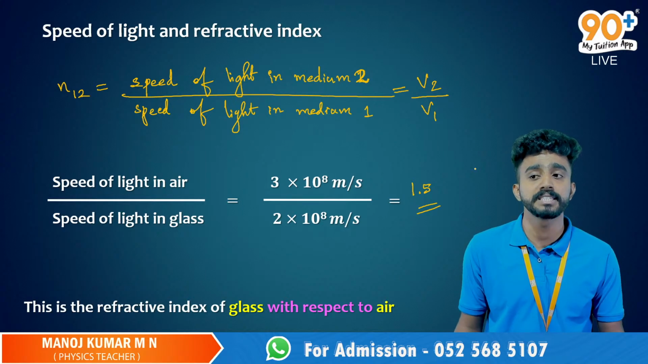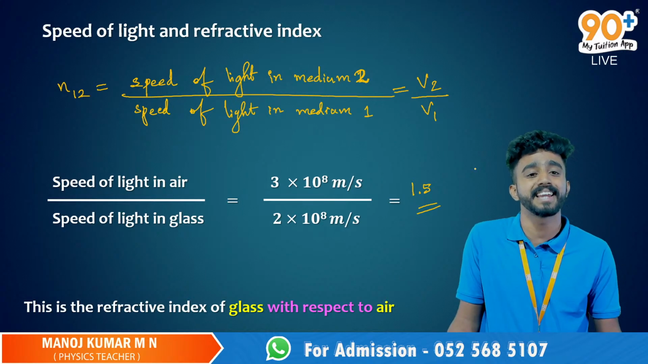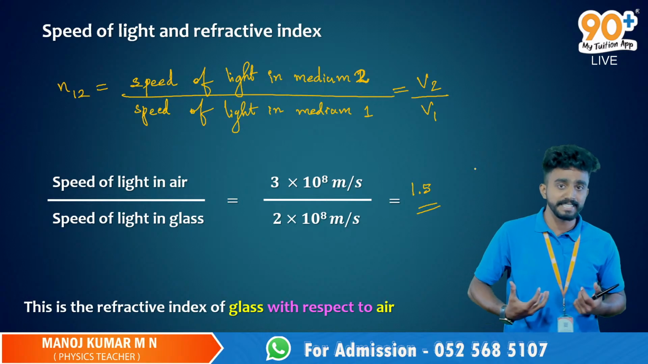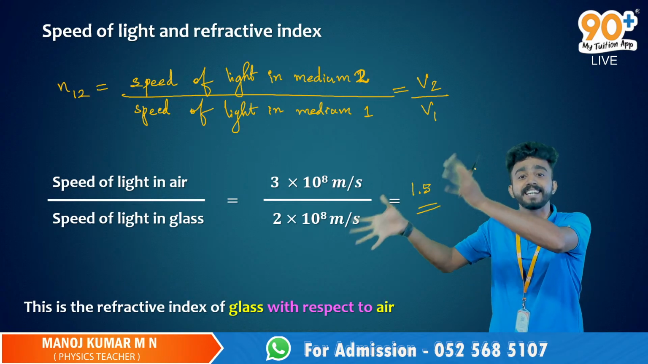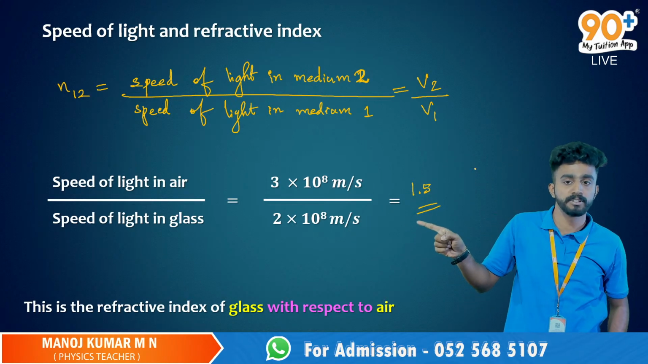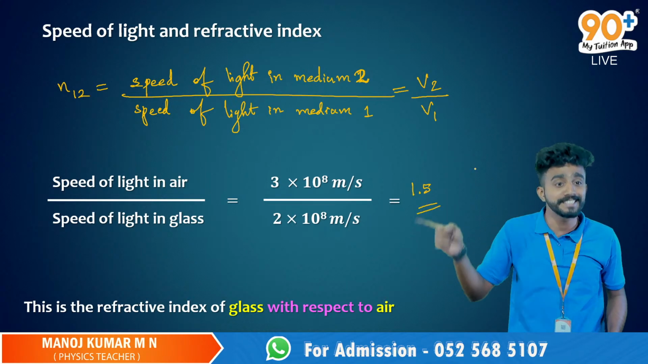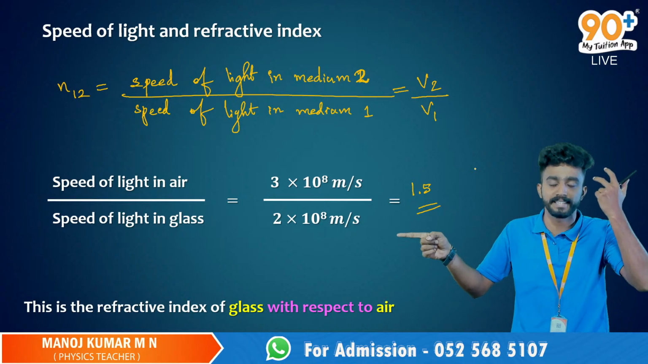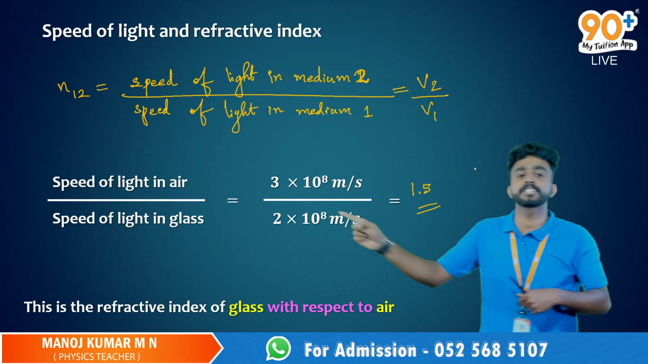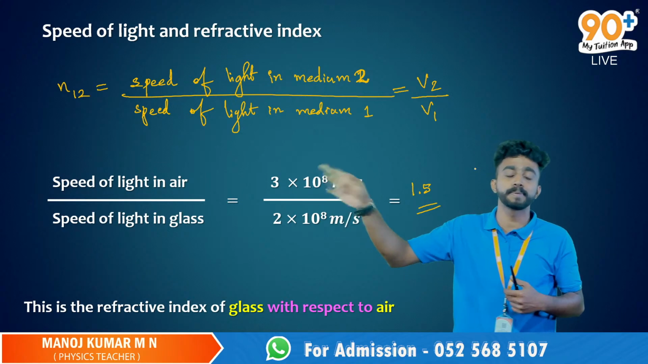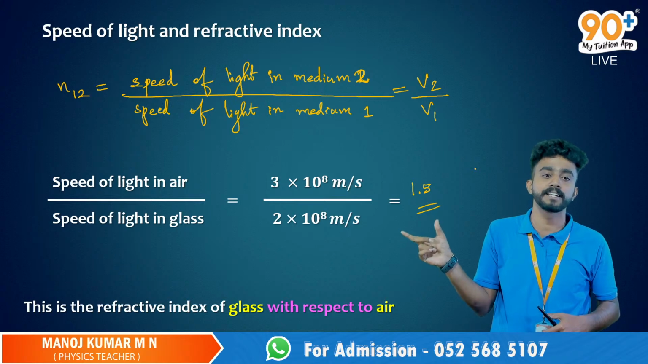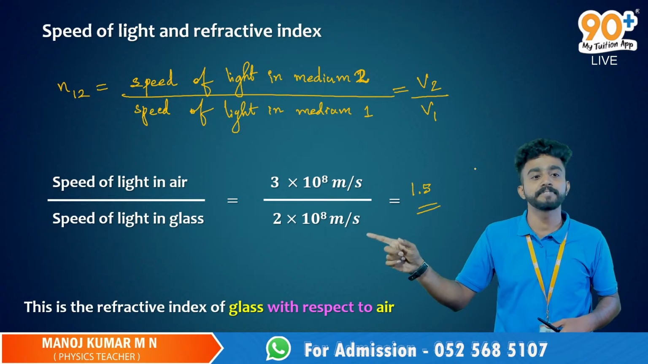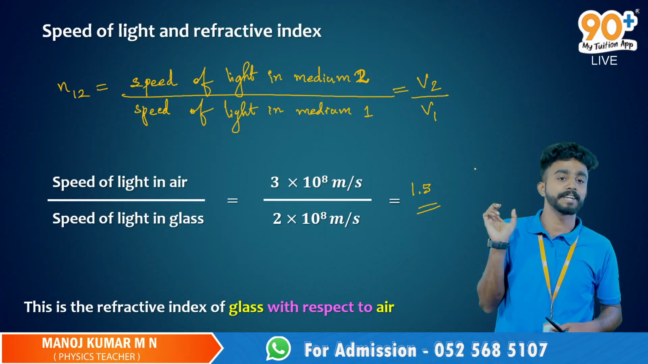Haya Fatima is asking, sir, what is n21 and n12? So what we did is, we have considered two mediums, medium 1 and medium 2. That is the general case. And this is an example. That's why I told you, when we consider an example, we have better clarity. To know the refractive index of glass, we took the speed of light in air first. Then with respect to that, we considered the speed of light in glass. So air by glass, when we do it, we will get the refractive index of glass.